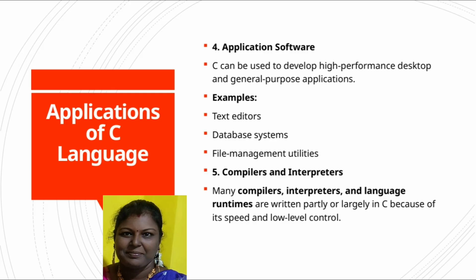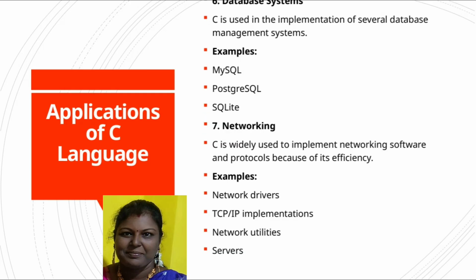C plays a key role in building some of the most widely used database systems out there. Think MySQL, PostgreSQL, and SQLite all rely on C for their core functionality. Beyond databases, C is also the backbone of networking software. Its efficiency makes it perfect for everything from network drivers and TCP/IP protocols to essential utilities and servers. In short, C is everywhere, powering the systems that keep our data organized and our networks running smoothly.